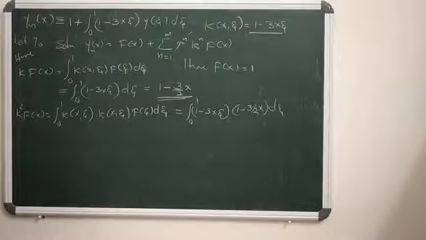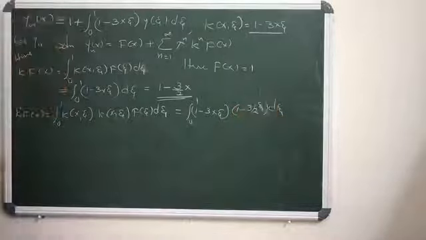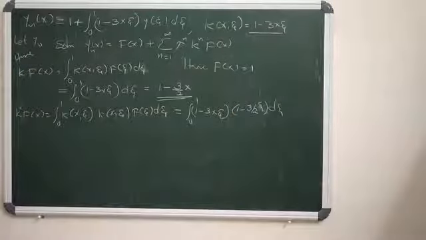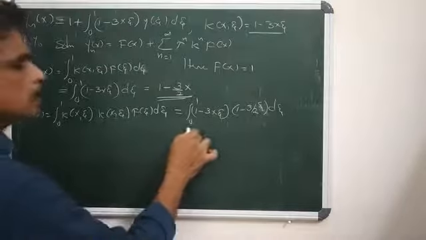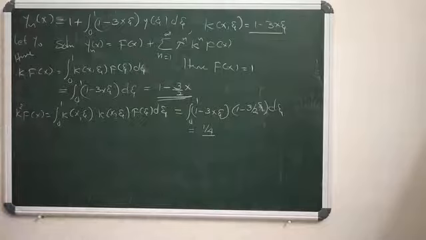Okay. So it is the integral from 0 to 1 of (1 minus 3x theta) into (1 minus 3 by 2 theta) d theta. After calculation, it is nothing but 1 by 4. You can calculate this one, integrate, and it is 1 by 4.